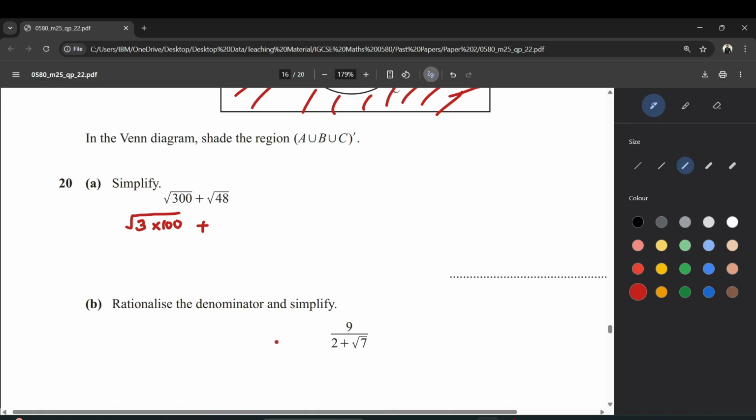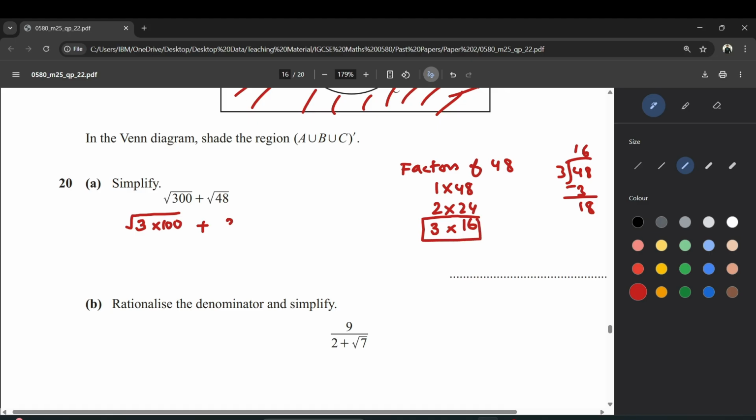Similarly, 48, if I were to multiply, so let's say that factors of 48 are 1 times 48, 2 times 24, 3 times 48 divided by 3. So 3 ones are 3, and that is 18. So that should be 16, right? 3 times 16. Now 16 is the highest square number so far. So that's why I'm going to take this. So what I can do is I can write 48 as 3 times 16.